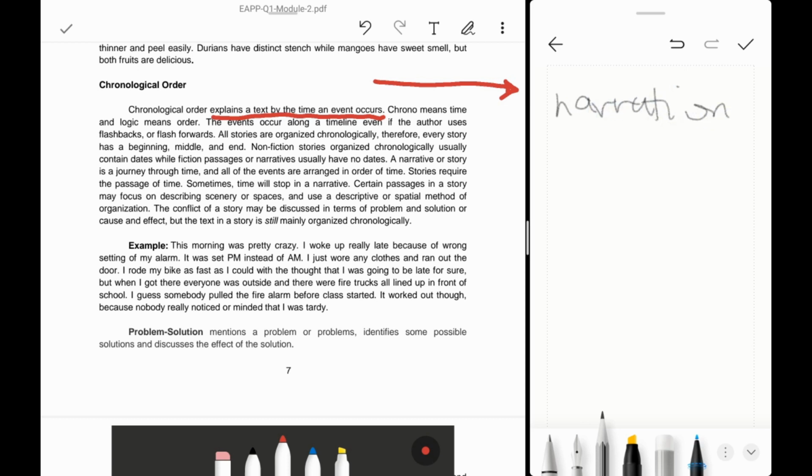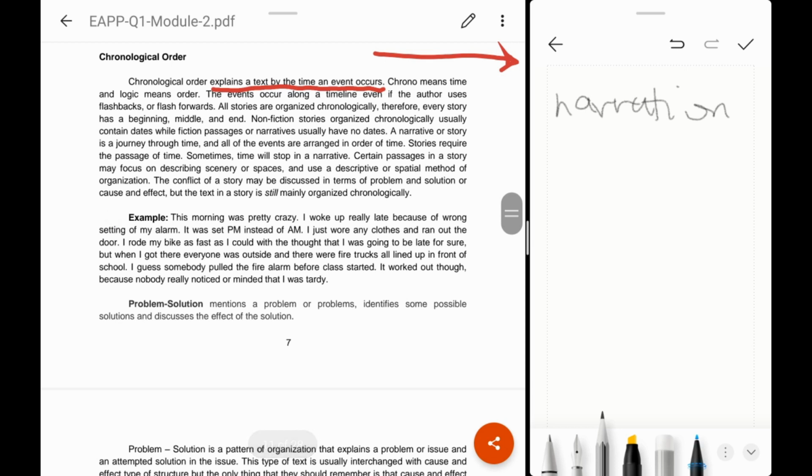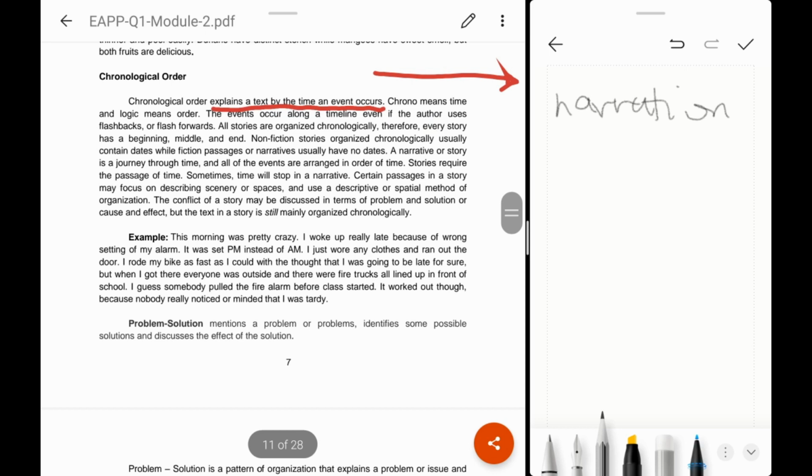So you see the connection with our first module. In our first module, we talked about description, we talked about expository, about narration, about persuasion. So it's also similar to this. So you see here, chronological order refers to a text written by the time an event occurs. So simply when you're narrating, so chrono means time and logic means order. That's why chronological means time, order by time.